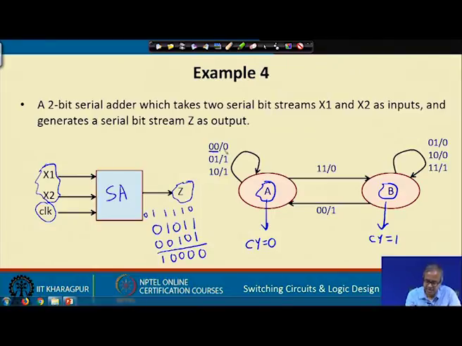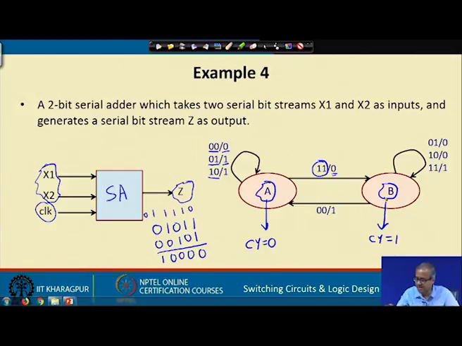So, what will happen? The sum will be 0, sum is z, sum is 0 and you remain in A, means the carry remains 0. So, if you are applied 01, sum is 1, no carry, remain in A. 10 same, sum is 1, no carry, but when you get the inputs 11, then the sum will be 0 and there will be a carry of 1. So, now the state will change from A to B, B indicates carry 1.